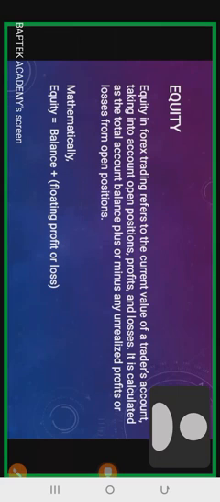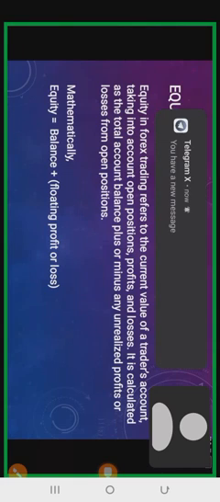Now, the next thing we're going to be looking at is equity. Now, equity in forex trading refers to the current value of a trader's account, taking into account open positions, profits, and losses. Now, equity is calculated as the total account balance plus or minus any unrealized profits or losses from open positions.